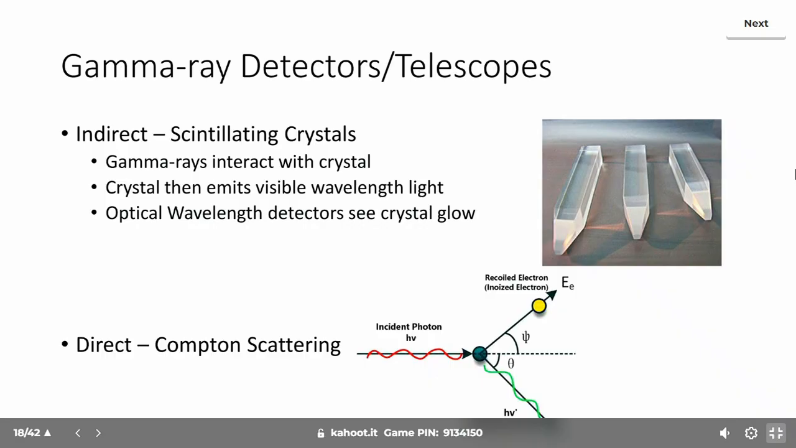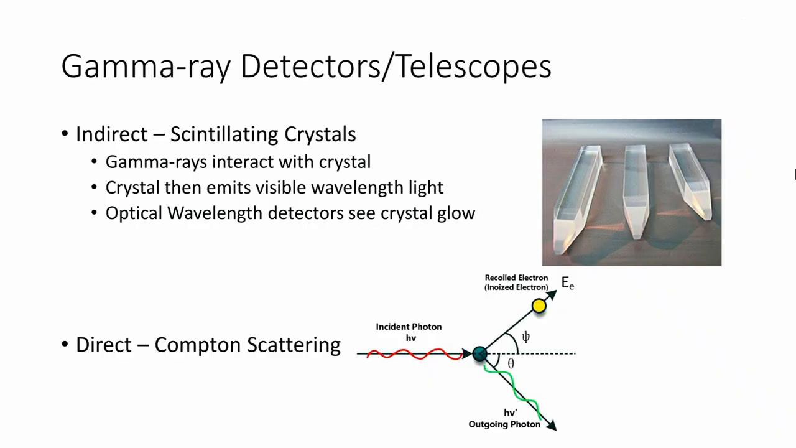And then gamma rays are the highest energy photons, and they're even harder to deal with. So we don't really even bother trying to make optical systems to study these things. Instead, there's two different phenomena that we can use to try to detect gamma rays. The first are indirect detections.